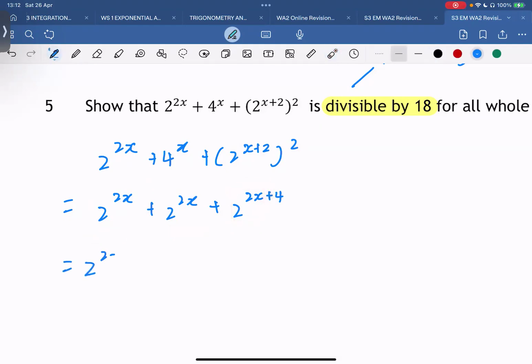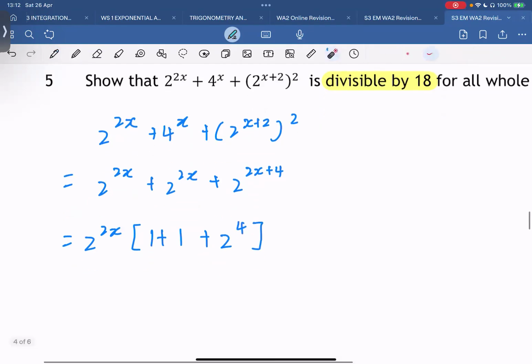So let's factorize that out. So this will be 1 plus 1 plus 2 to the power of 4. Okay, in case some of you are not clear, why is it 2 to the power of 4? Because if I take 2 to the power of 4 times 2 to the power of 2x, that will give me back 2 to the power of 2x plus 4.